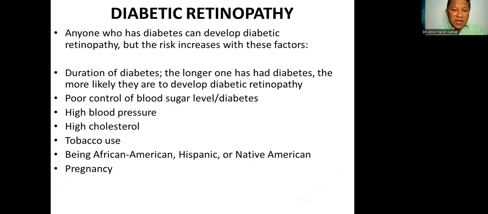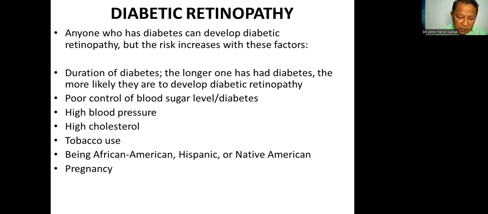So anyone who has diabetes can develop diabetic retinopathy, but the risk increases with these factors, right? The duration of diabetes. So usually it takes time for diabetic retinopathy to develop, but it'll be faster if you have poor control of the diabetes. Then you are at higher risk if at the same time as diabetes, you also have high blood pressure, high cholesterol, you smoke, and you're pregnant.